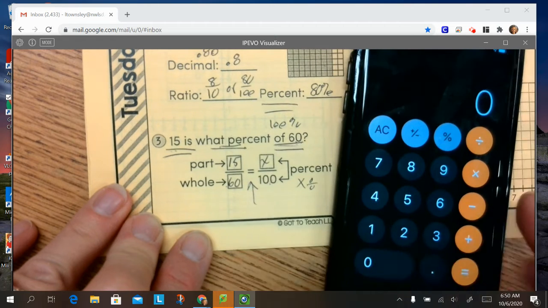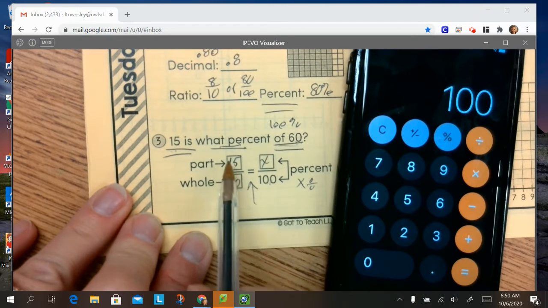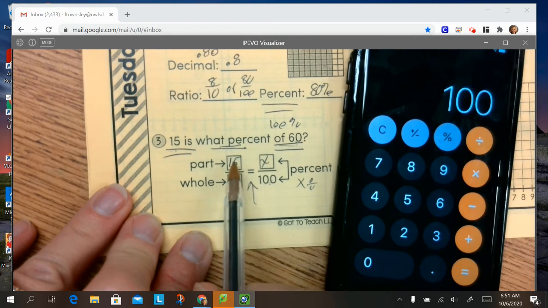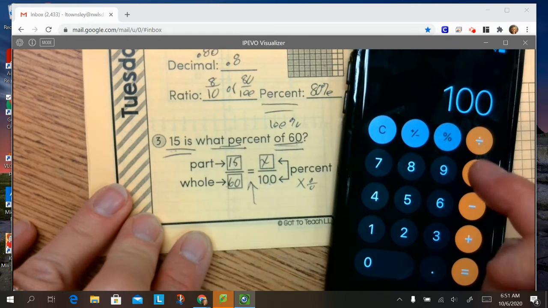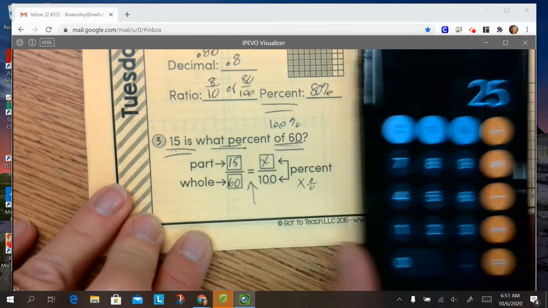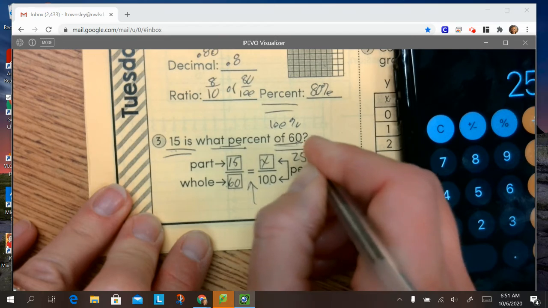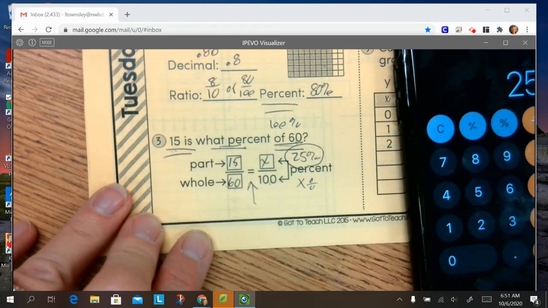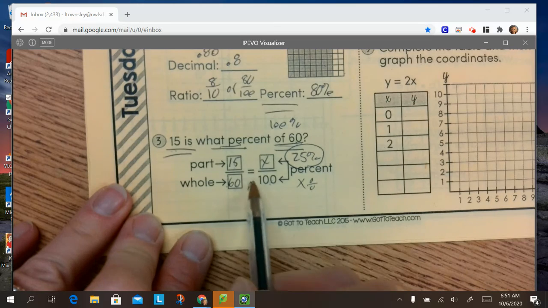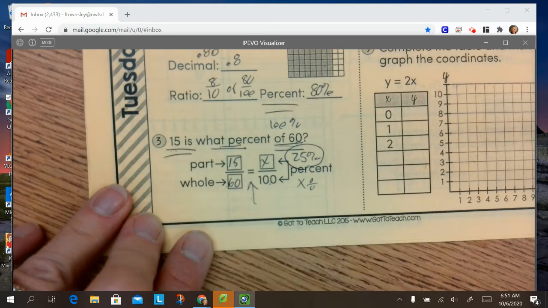So let's go ahead and do 100. And you want to multiply across diagonally. The number that you see. You couldn't go this way because there's no number there. So you want to do 100 times 15 divided by 60, and you get 25. So the percent is 25%. So cross multiply, divide, unless you see a factor that you can use to increase it easily to 100.